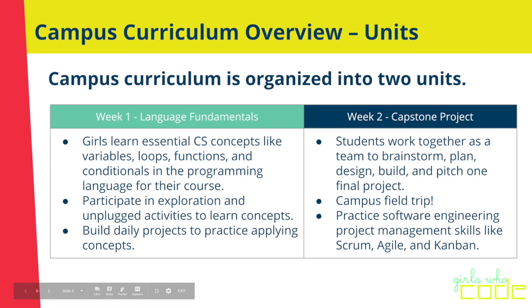dive into the curriculum. So campus curriculum is organized into 2 units. The first unit is where girls are focused on language and programming fundamentals. So they learn essential CS concepts like variables, loops, functions, and conditionals in the programming language for their course. They build daily projects to practice applying concepts, and they also participate in exploration and unplugged activities to learn these concepts. In week 2, girls are focused on a capstone project, so they work together as a team to brainstorm, plan, design, build, and pitch one final project together.